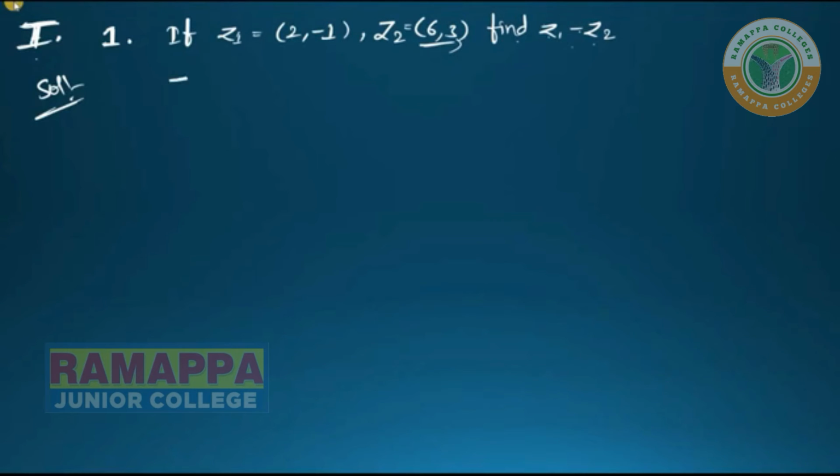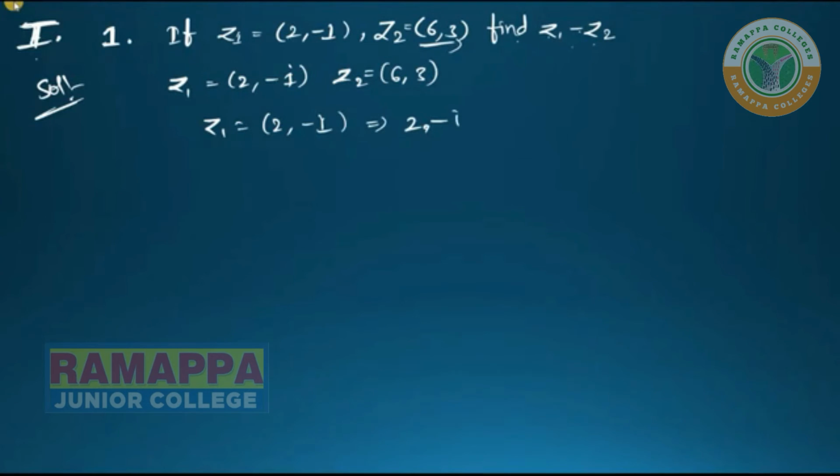Solution: here z1 is equal to (2, -1) and z2 is equal to (6, 3). Now we can write it like this. z1 is equal to (2, -1), which we can write as 2 minus i, and z2 is equal to (6, 3), which we can write as 6 plus 3i.